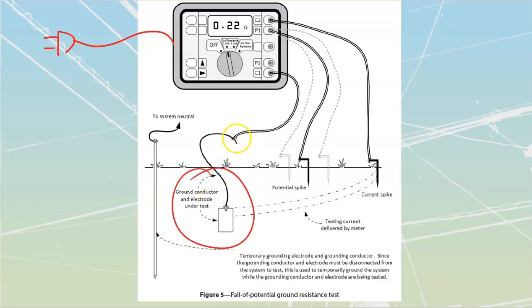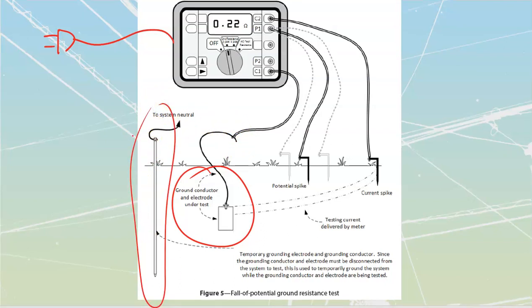In order to do this, you would have to remove it from the neutral. So before you do that, you're going to put in a temporary ground. That's going to be this one over here. Drive in a temporary rod. It doesn't have to be the full length rod. It's going to be a shorter one with a smaller conductor. You're going to take this and connect it onto the neutral. Once that has been connected onto the neutral, then you disconnect this one. Once the actual ground electrode and conductor is disconnected, then I'm going to connect it onto my meter itself.